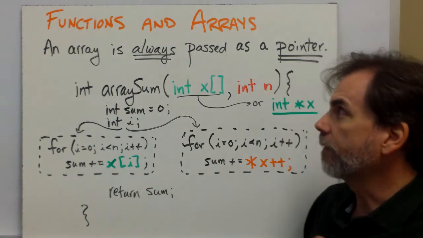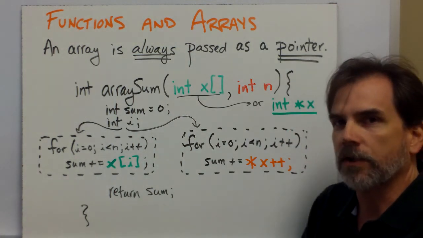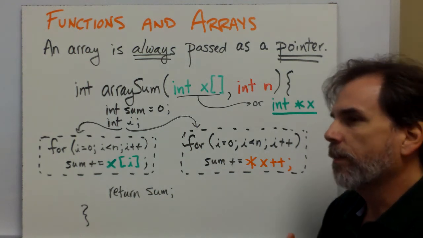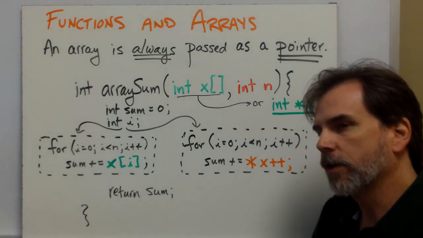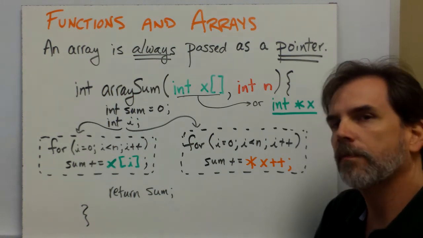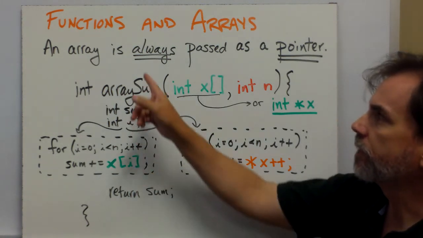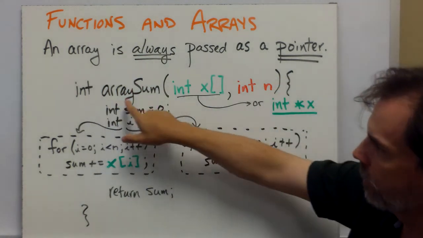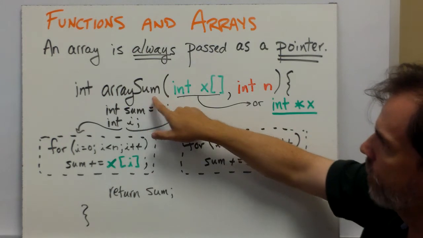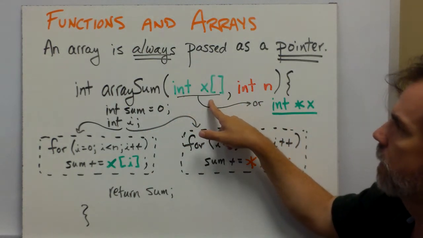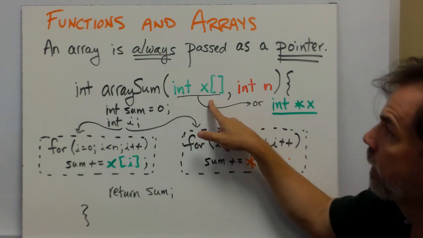Now let's talk about how functions are used, how arrays are used in connection with functions. When we want to pass an array to a function, an array is the only thing in C that gets passed by reference. So an array is always passed as a pointer. So we declare a function, array sum, and its first parameter is an array.